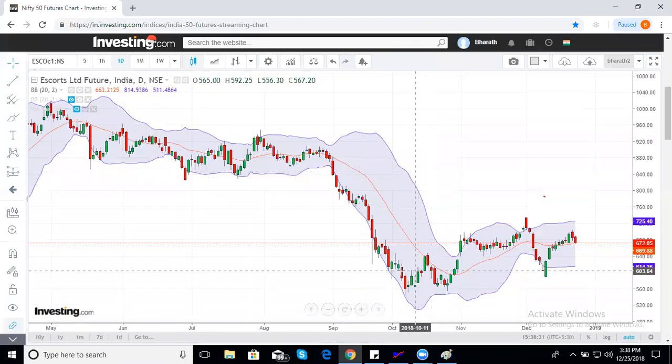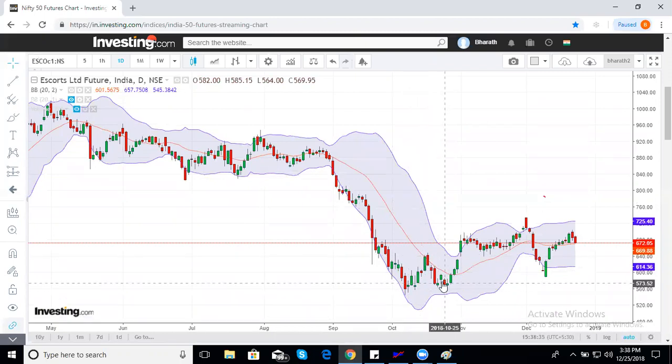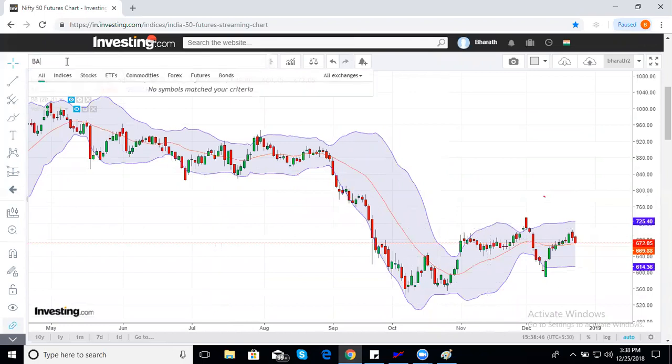Look at this. Closing outside the band, goes out into the middle band, gets resistance, comes back. This time does not have the strength. From 572, it touched all the way to 706. Not a small move, it is a 20% move, sir. Bata.